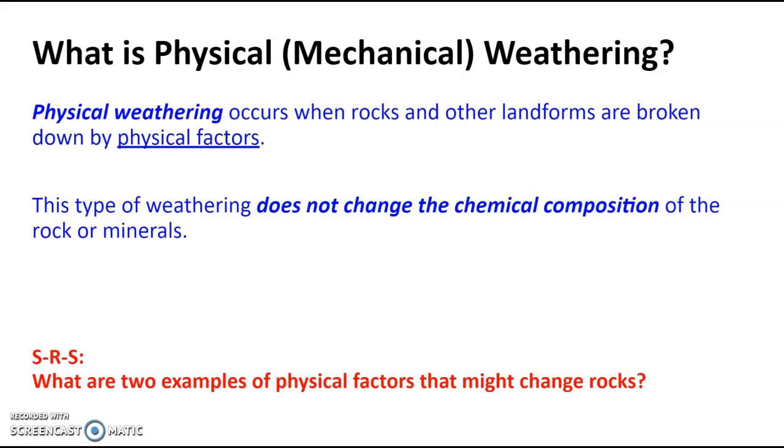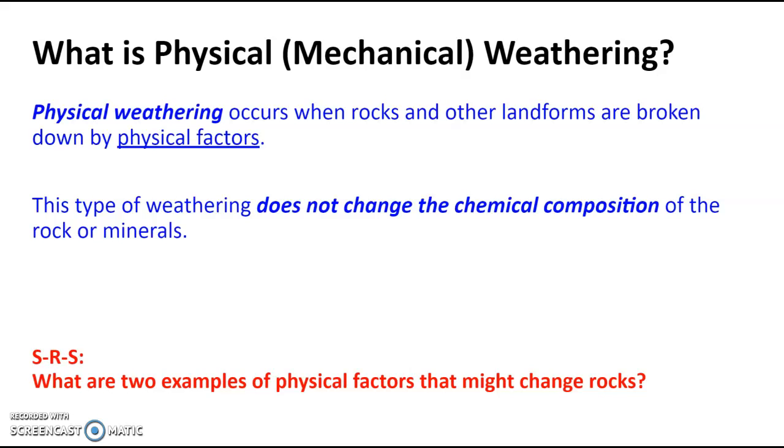We'll talk about physical weathering first. Physical weathering is the most common, and it occurs when rocks and other landforms are broken down by physical factors. This type of weathering does not change the chemical composition of the rock or the minerals. It just crushes them into tiny pieces. But if you had sandstone before, you still have sandstone. You just have tiny sandstone.